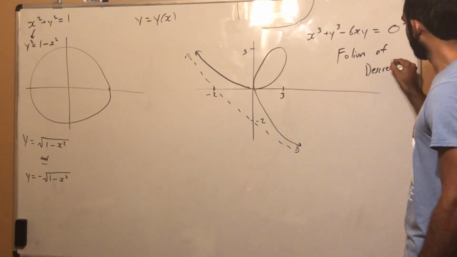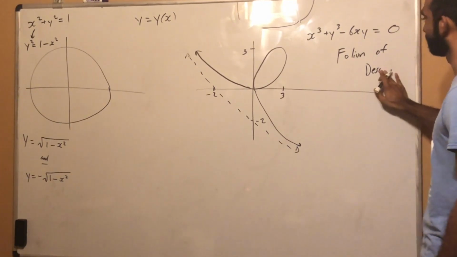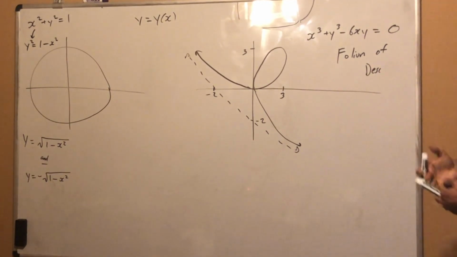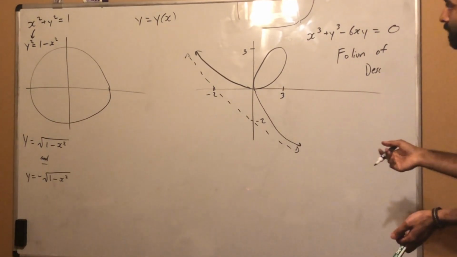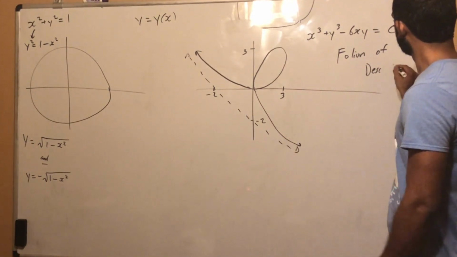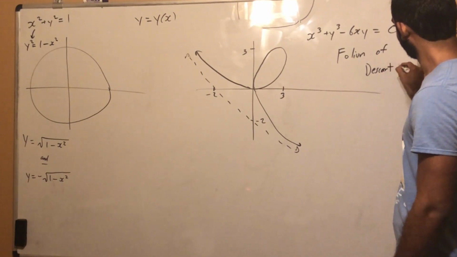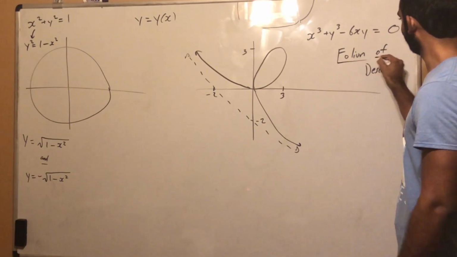You can tell it's algebraically a much messier expression than a circle. And we've got infinitely many of these kinds of shapes that are much messier than that. So, folium of Descartes. How do I spell Descartes? T-E-S? Yes, folium of Descartes. Good.